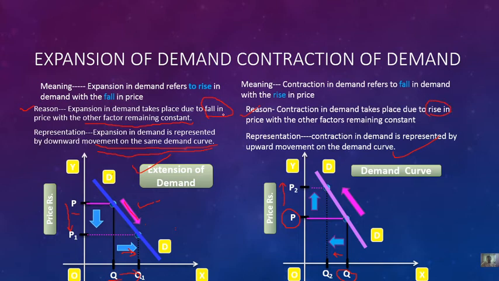And extension is due to a fall in the price. Contraction is due to a rise in the price, with other factors which determine the demand remaining constant. Representation: contraction in demand is represented by upward movement of the demand curve. So this is expansion and contraction of demand.